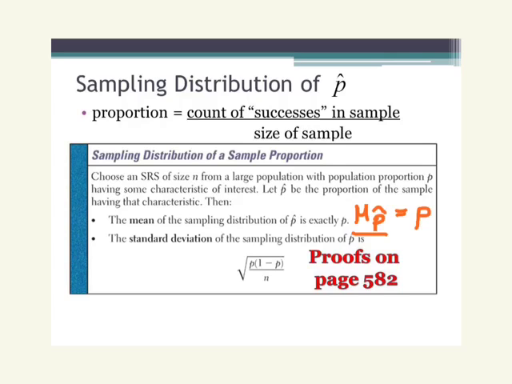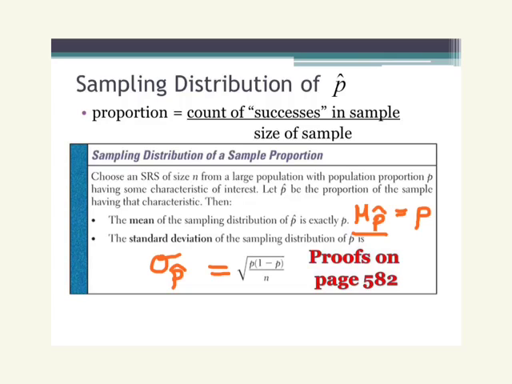Okay? Our second bullet point tells us how we find the standard deviation that we're going to use in our sampling distribution. All right, and it says the standard deviation of the sampling distribution of p hat. So the standard deviation of p hat is equal to, and here's our formula, the square root of p times 1 minus p over n.